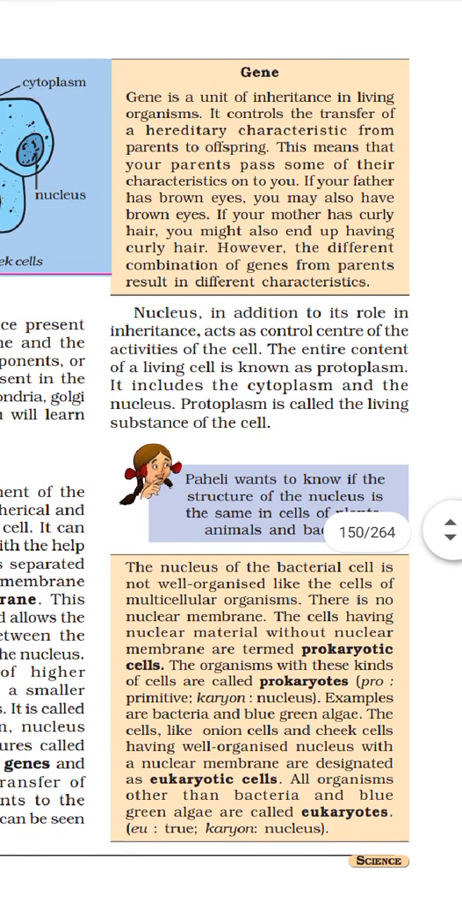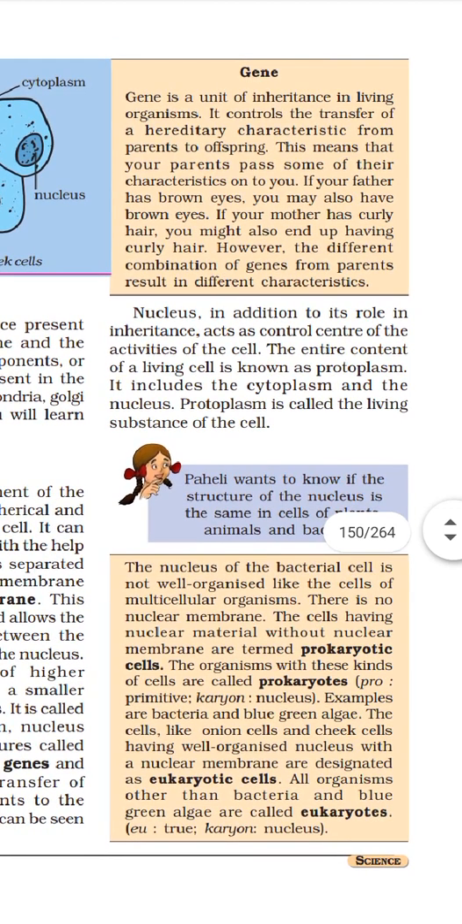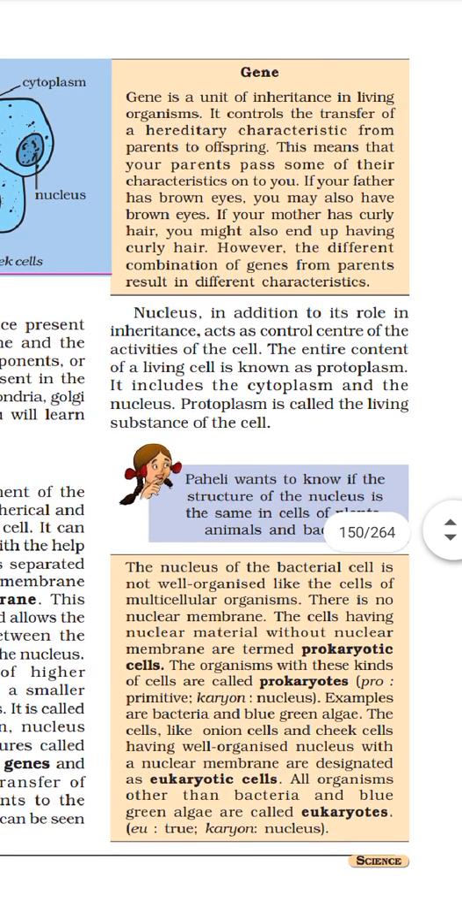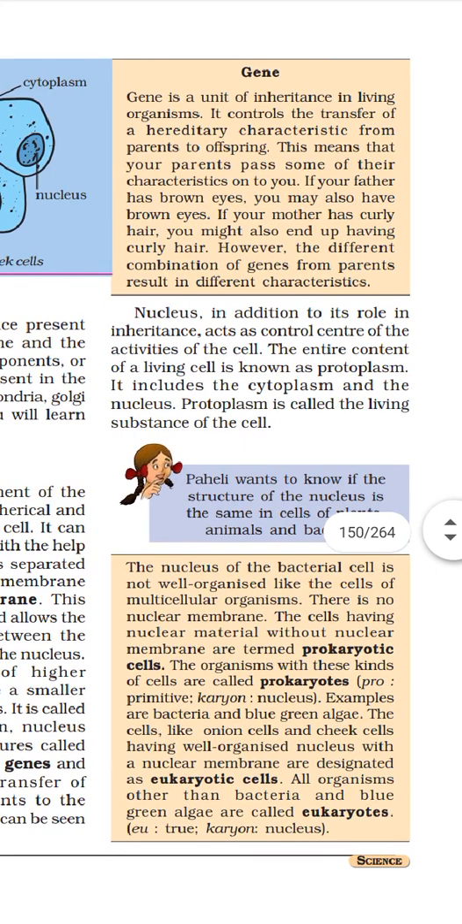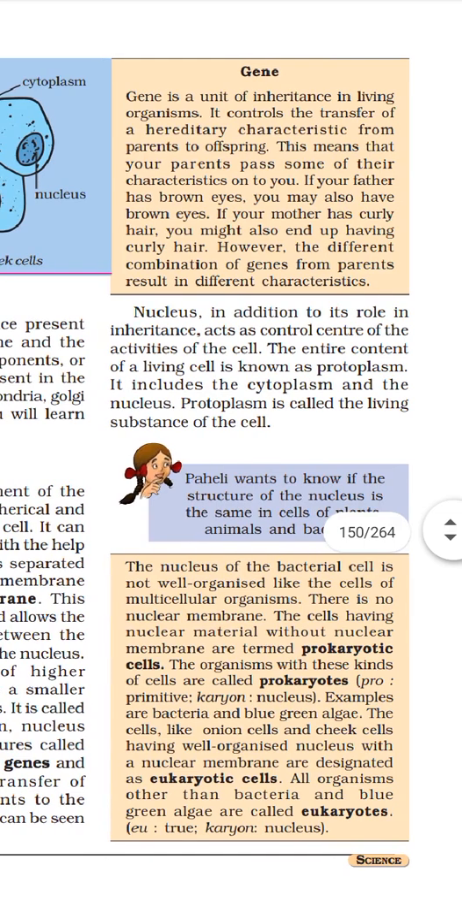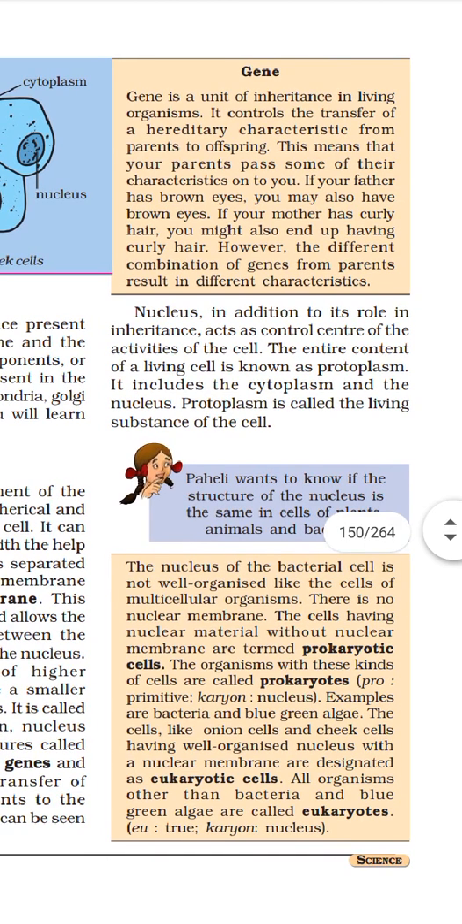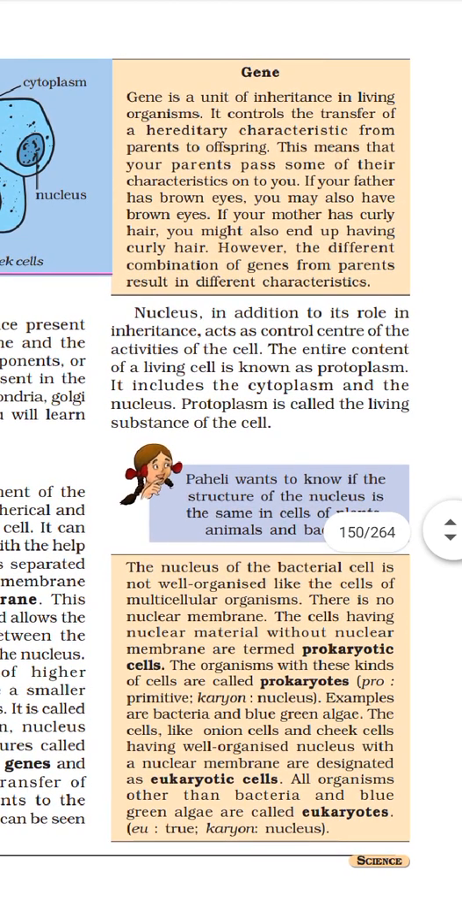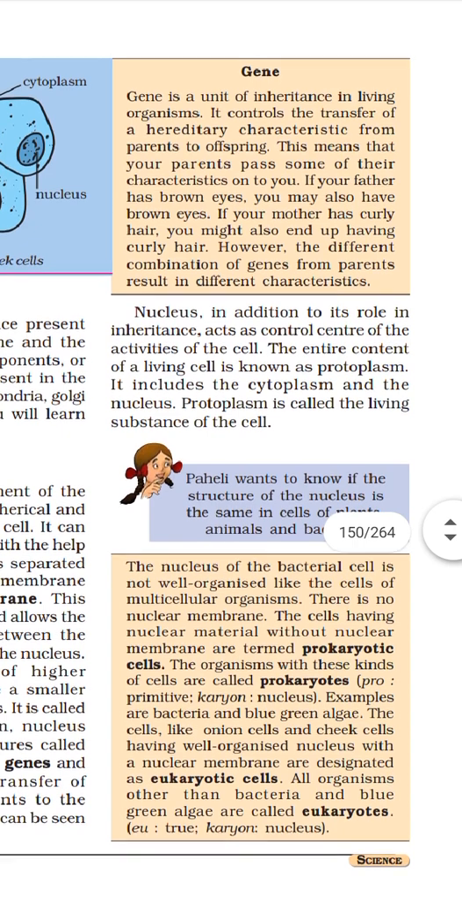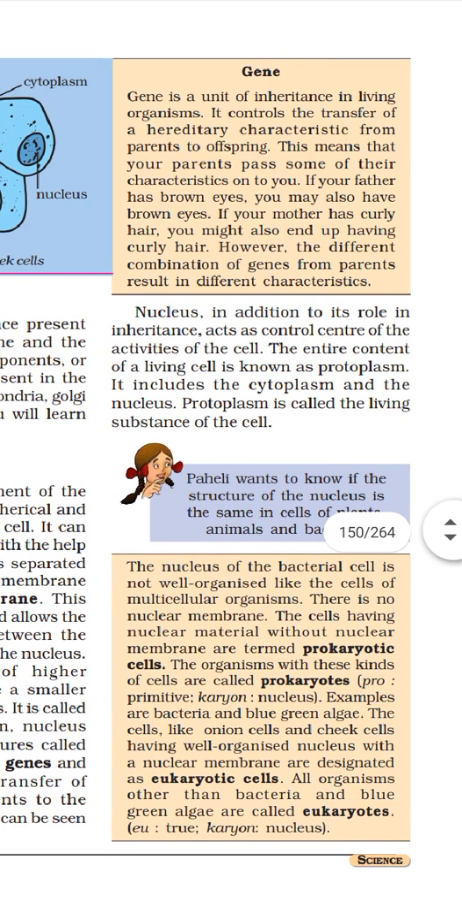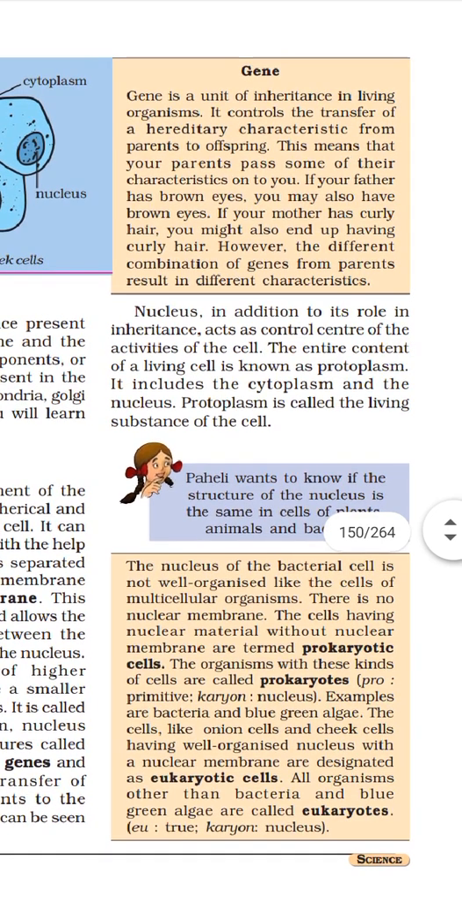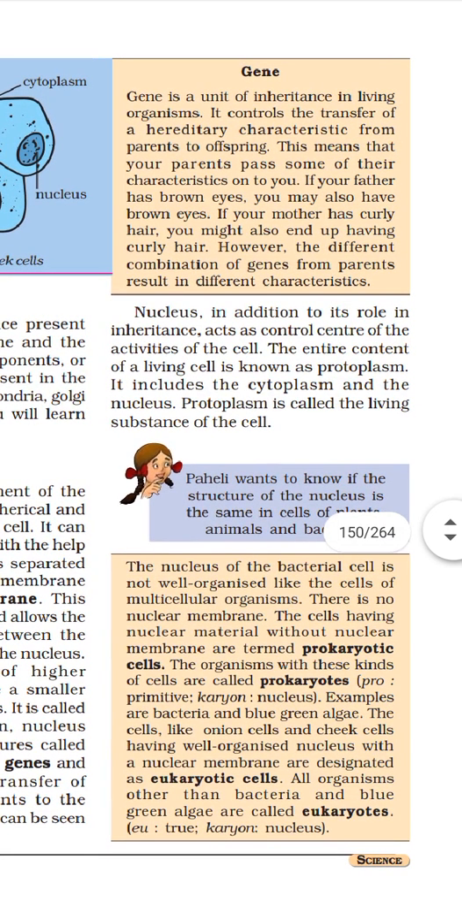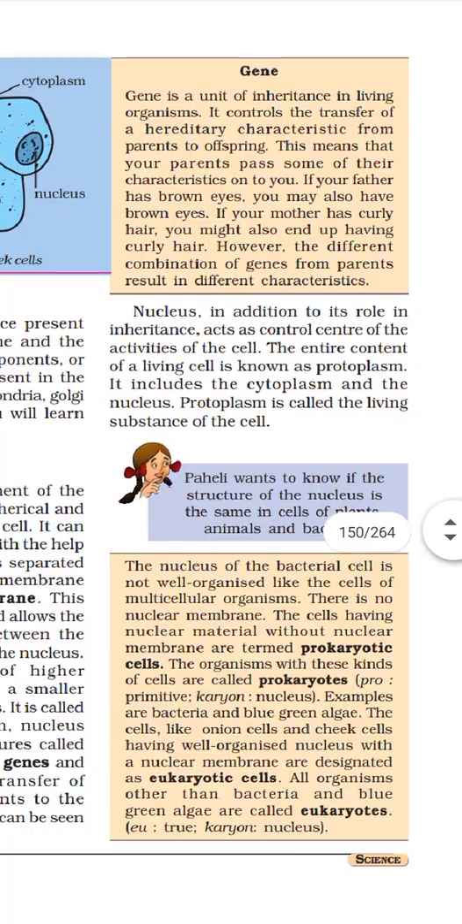The nucleus of the bacterial cell is not well organized like the cells of multicellular organisms. There is no nuclear membrane. The cells having nuclear material without nuclear membrane are termed as prokaryotic cells. The organisms with this kind of nucleus are called prokaryotes. Example, bacteria, blue-green algae. The cells like onion cells, cheek cells have a well organized nucleus and they are called eukaryotic.